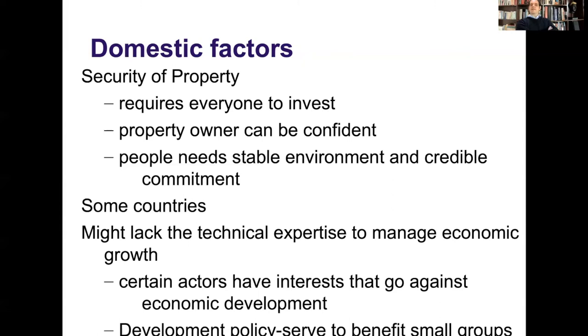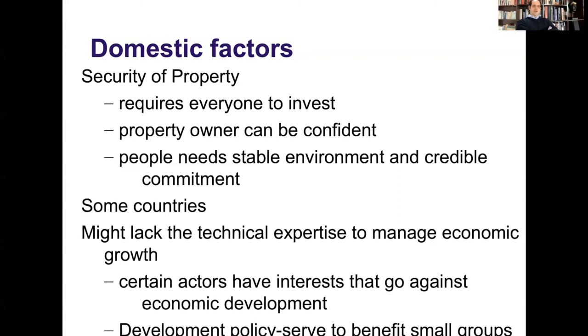There are some aspects of domestic factors which sometimes are argued, such as the lack of expertise to manage economic growth. And of course this also exists, but very often mismanagement comes not necessarily from a lack of technical knowledge, but from groups of the population which are in power being incentivized to exploit the country for their own benefit or the benefit of their group, or from external pressures which are changing the payoff ratio for the domestic actors as well.